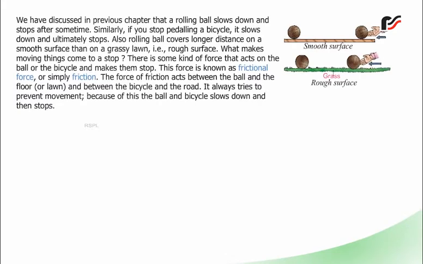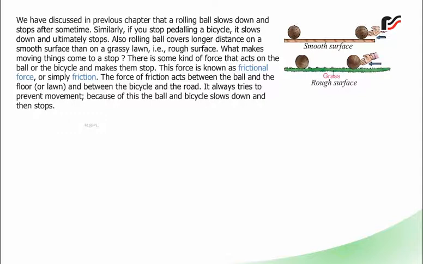We have discussed in the previous chapter that a rolling ball slows down and stops after some time. Similarly, if you stop pedaling a bicycle, it slows down and ultimately stops. Also, a rolling ball covers a longer distance on a smooth surface than on a grassy lawn, that is, a rough surface. What makes moving things come to a stop?